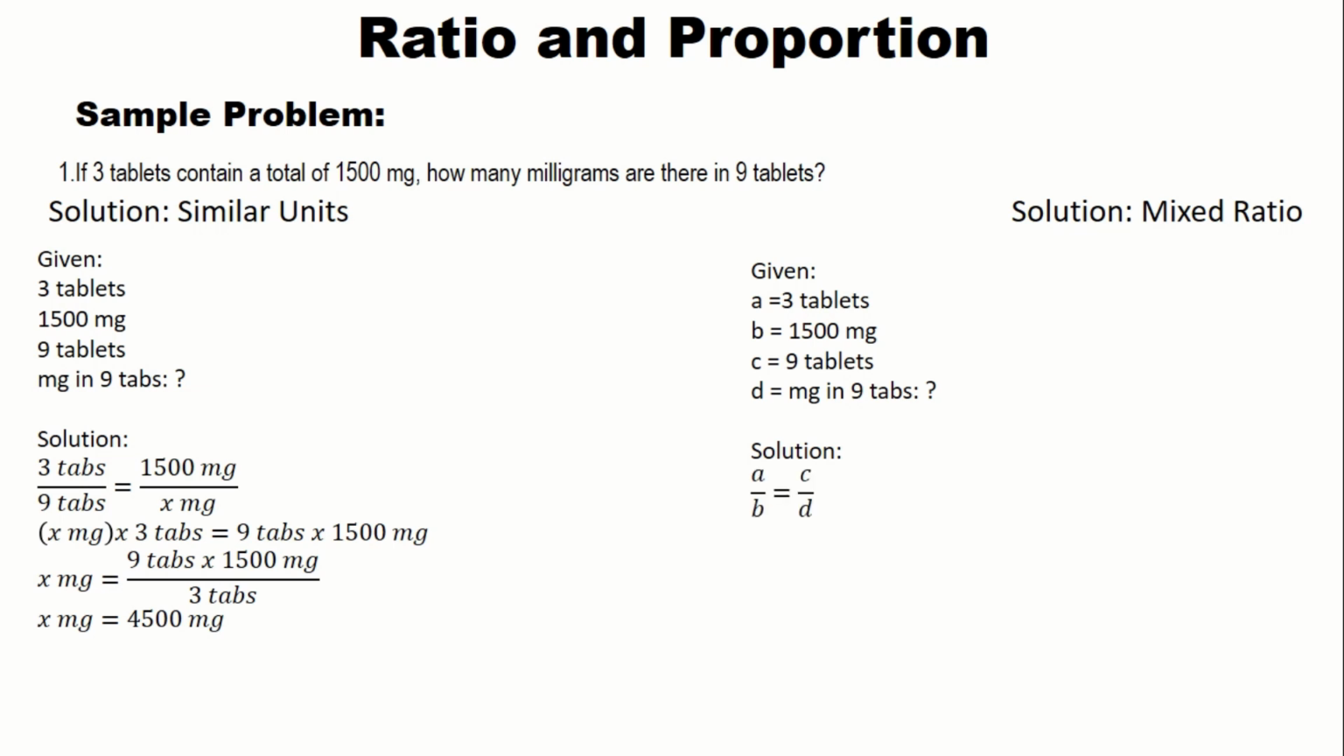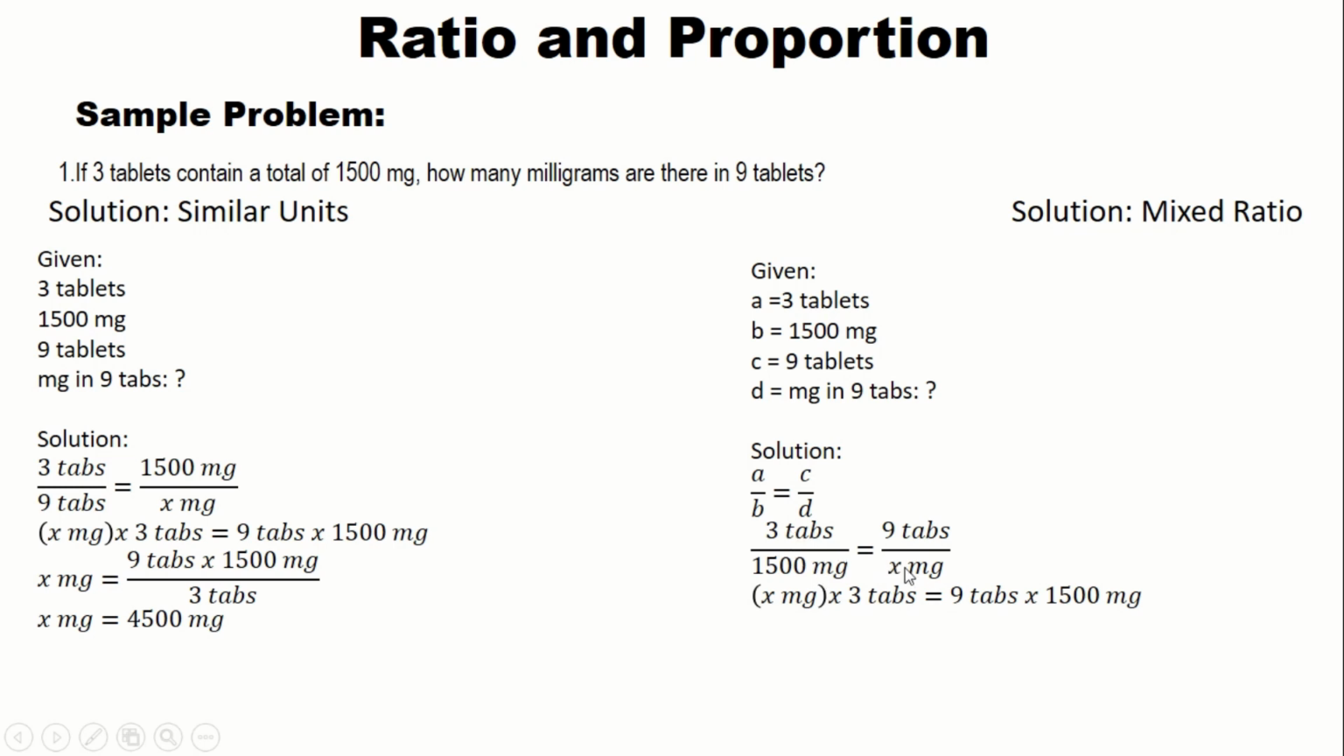So for the solution, we will follow this formula. A over B equals C over D. So portion of a whole, portion of a whole. And then substitute your given to your formula, it will look like this. So 3 tablets over 1,500 milligrams equals 9 tablets divided by the missing milligrams of the 9 tablets. So again, this is portion of a whole, portion of a whole. And then simplify by multiplying the denominator, cross multiply each. So it will look like this.